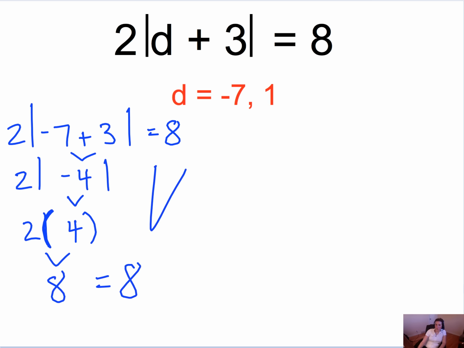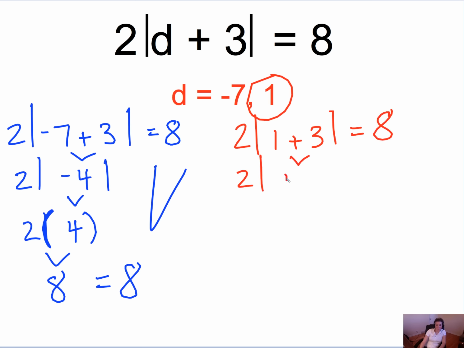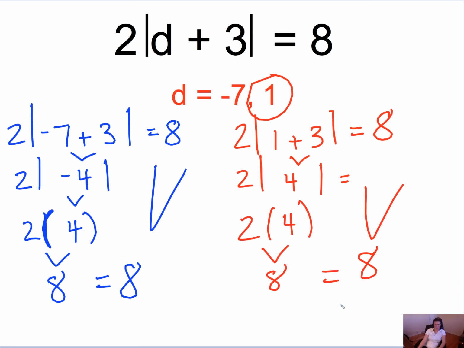Let me change colors. Now we want to try positive 1. So 2 times the absolute value of 1 plus 3. I want to see if that equals 8. So 2 times 4. And then the absolute value of 4 is still 4. That would be 8, and that's equal to 8, so that's correct. My answer is d equals negative 7 or 1.